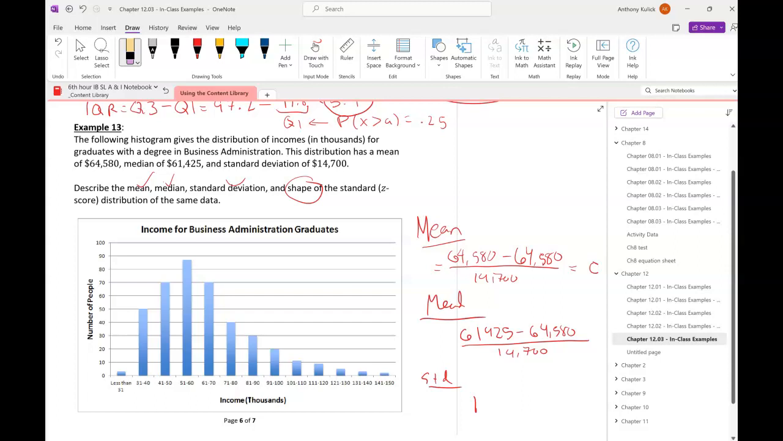Does it always stay the same in a standard normal distribution? Yes. If something is approximately normal and you convert it to standard normal, the shape will stay the same. Okay.